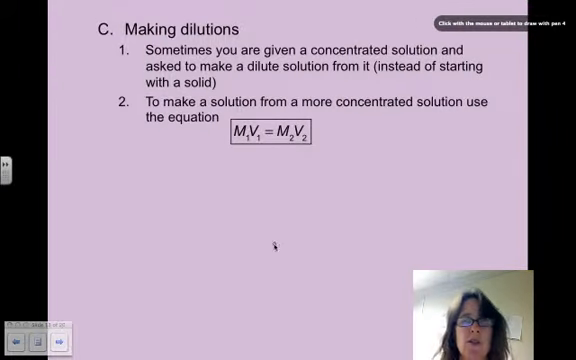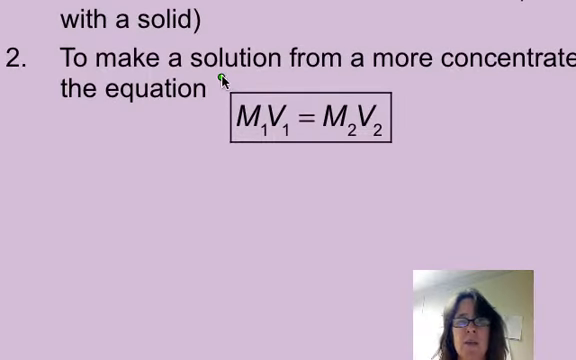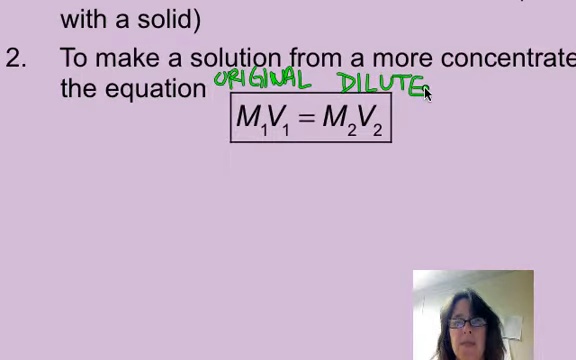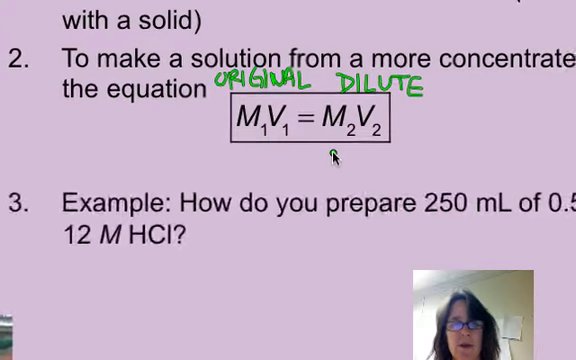So what you can do is use this equation, M1V1 equals M2V2. The M1 and the V1 represent the original solution, and the M2V2 represents the new dilute solution that you are making. Molarity times volume gives you moles. Since the only thing you're doing is adding water to your solution to make it more dilute, you're not changing the moles of solute. So the original moles of solute and the new moles of solute are going to be the same as each other.